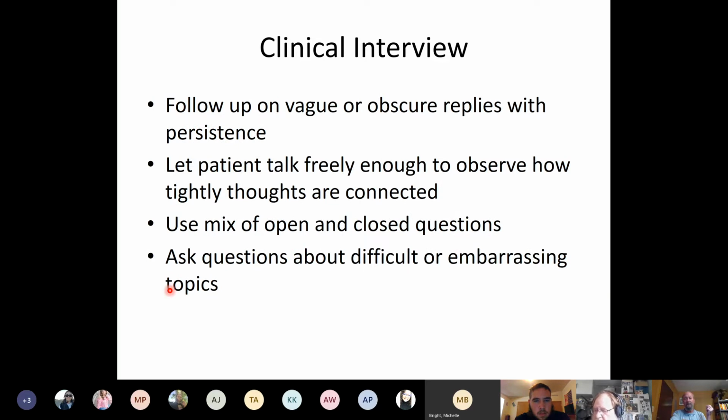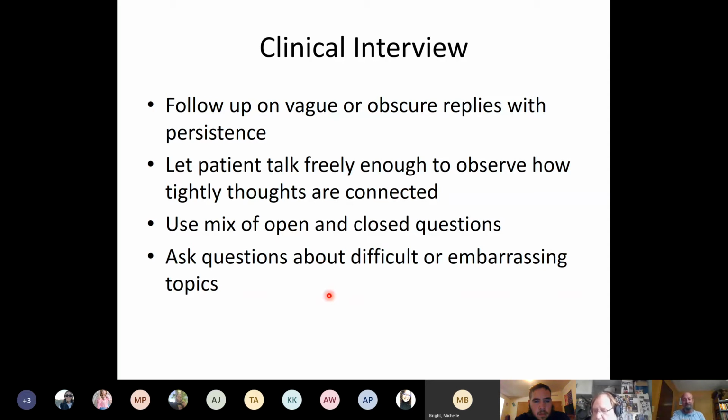Vague or obscure replies, follow up on them. It kind of depends on your style. People have different styles. Some will have a very structured interview. They'll go through the clinical assessment sheet pretty formally. Others will kind of let it go, sort of have a conversation, keeping in mind where all these parts go. Let them talk freely enough to observe how they go and connect, with open and closed questions.